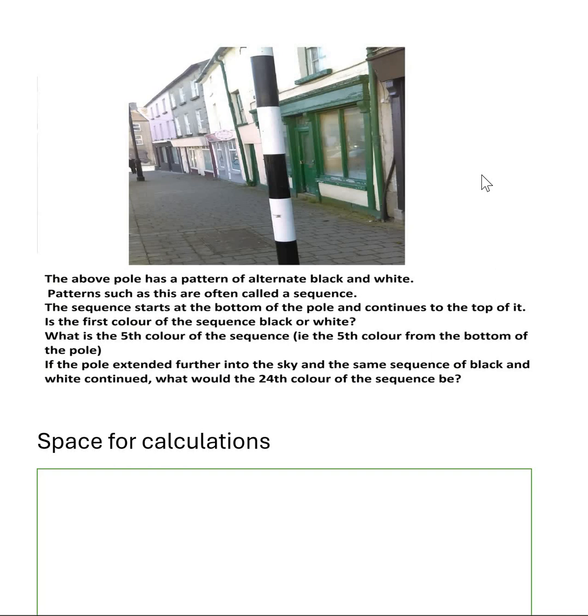What is the fifth color of the sequence? So again, you'll start in the bottom, count 5 up, and see what color it is. And then it says, if the pole extends further into the sky and the same sequence of black and white is continued, what would the 24th be?